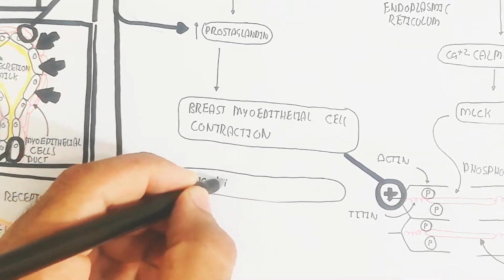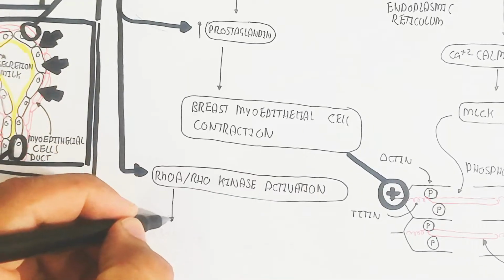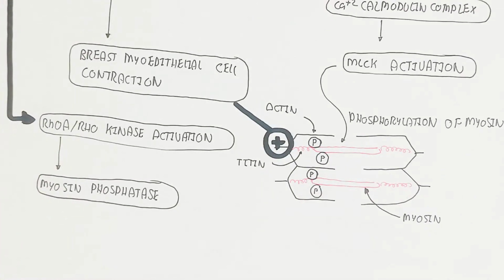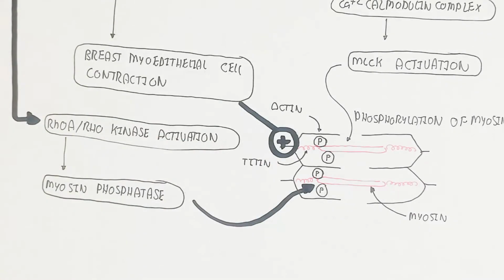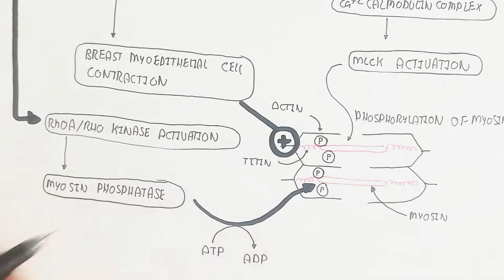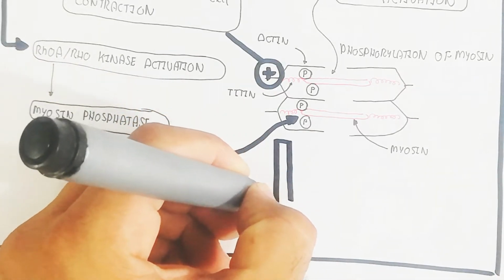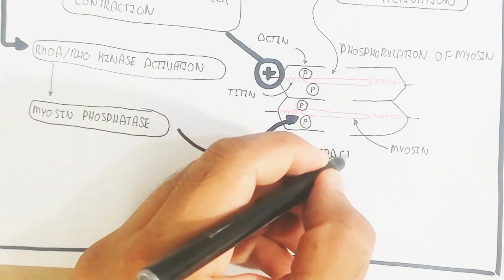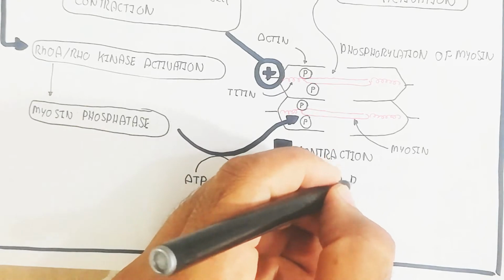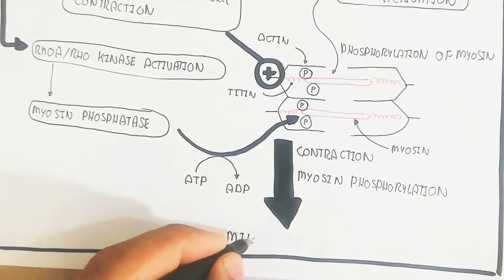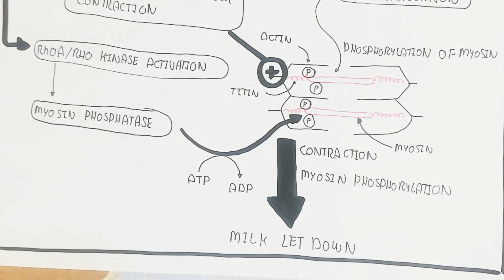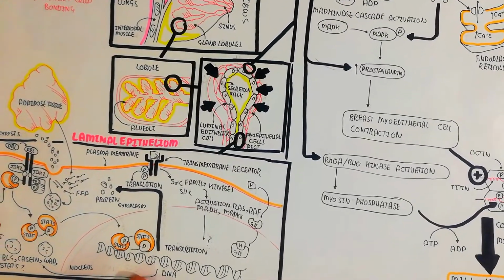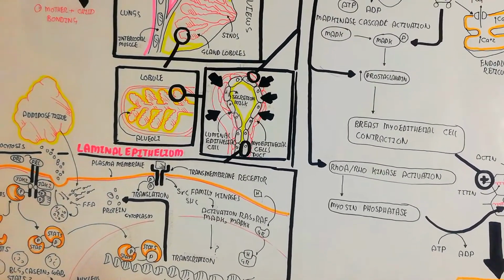So anyhow, here you can see this is the Rho A and Rho kinase activation, which will lead to myosin phosphatase, also by the same mechanism. So there are multiple pathways used for the ejection of milk, and in this way the contraction will occur and myosin phosphorylation will lead to milk let down. Anyhow, in this way, the myosin phosphatase enzyme is used to convert ATP to ADP for phosphorylation, and that is the major mechanism for the cellular pathway of milk secretion from the mammary gland.